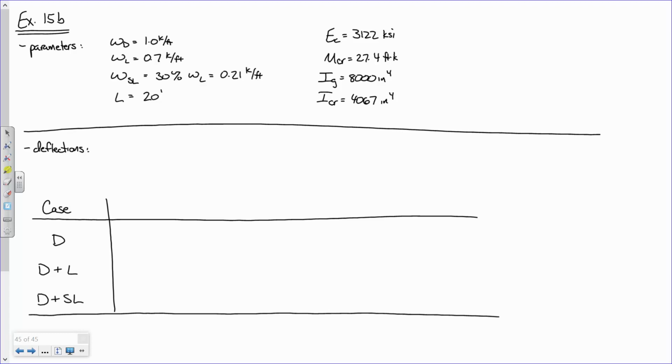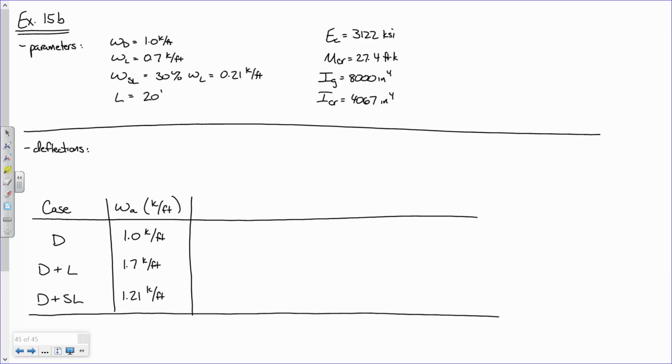Now, the first thing I want to report is what is our applied load. So, watch this. For the dead load case, I propose that the only load that we have applied is 1 kip per foot. Everybody okay with that? How about for dead plus live? What's that? 1.7. How about for dead plus sustained live? Okay?